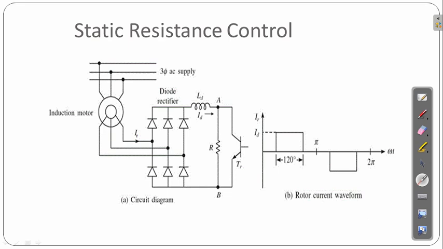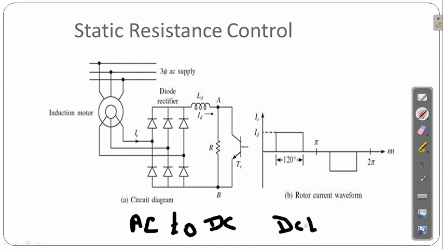This induction motor will be connected with the diode rectifier. What is the meaning of rectifier? It converts AC voltage to DC voltage. The main purpose of using the rectifier is to convert AC to DC. If it is an inverter, that will convert DC to AC.